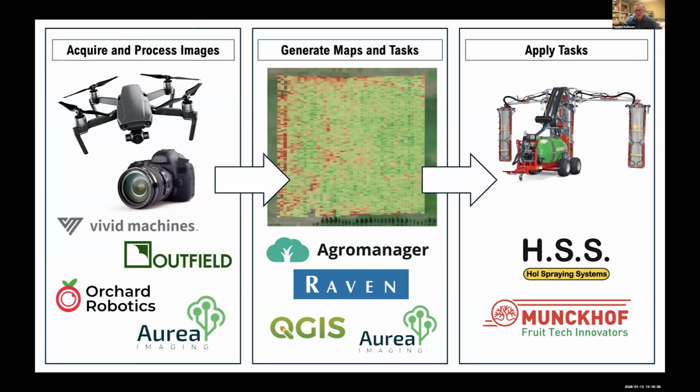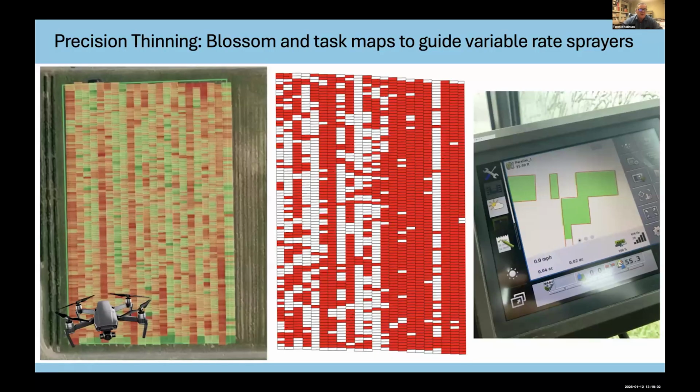We then take those task maps and put them into the computer of a sprayer, and we've worked primarily with 2 sprayers: the Mooncalf 3-row sprayer, computer controlled, and the HSS sprayer, also from Holland, but sold in North America by Bartlett Company out of Ontario, Canada. And we've worked successfully with both of those sprayers to put on variable rates.